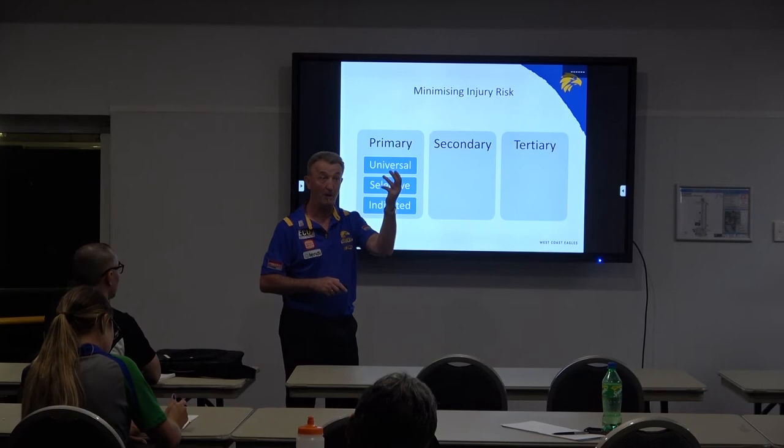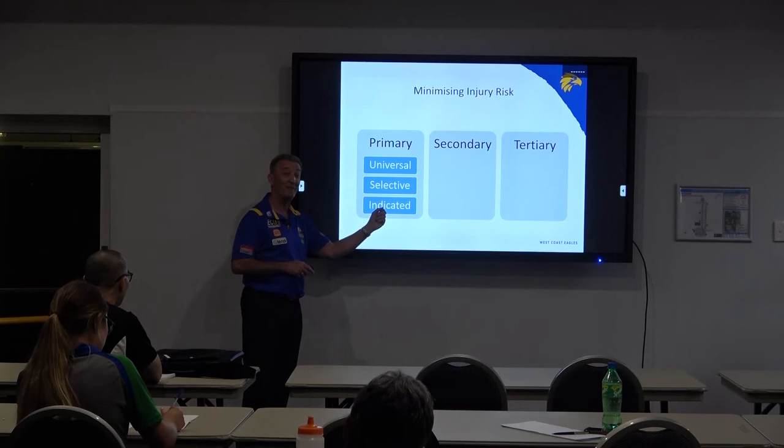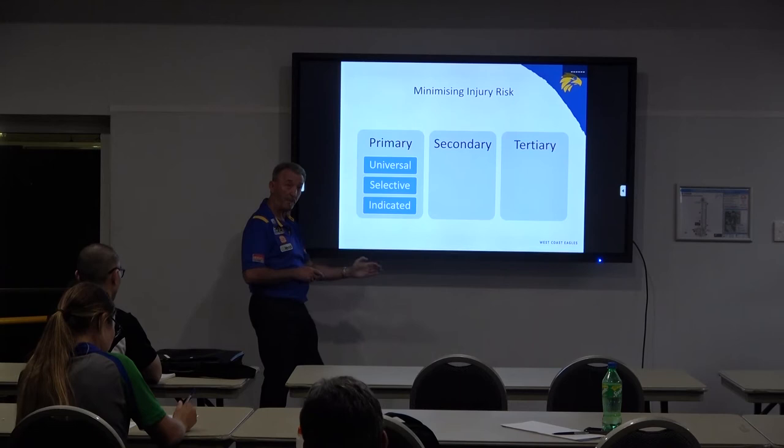Right? And then there's the indicated group. That's the group that's had already four hamstring strains. So you need to do something for that group. Does that make sense? So this is what I'm going to do for everyone. This is what I'm going to do for selected groups. And this is what I'm going to do for selected individuals. So that's the way you go about it.